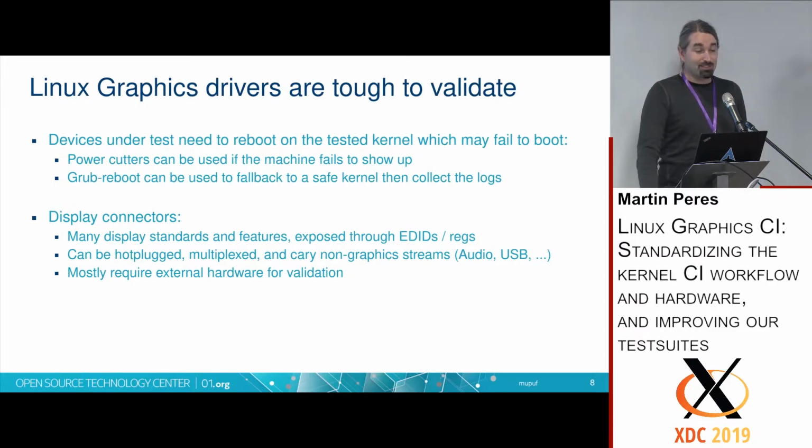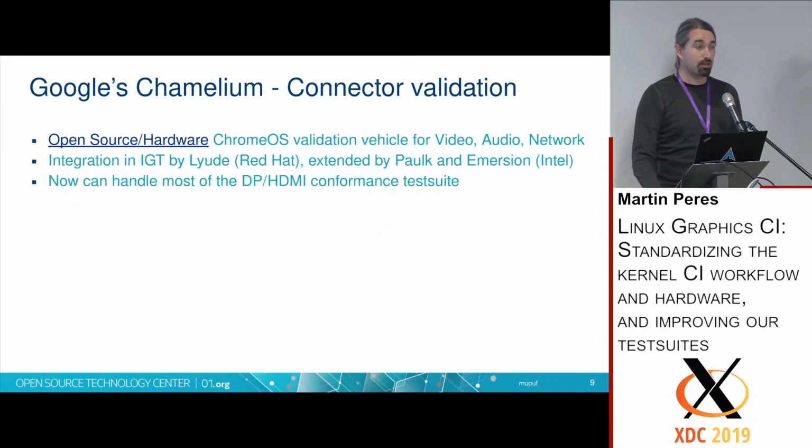And on top of this, it's not just video that goes through cables nowadays. You can have audio, USB, Ethernet, anything on top of these cables, especially DisplayPort is terrible for this. So basically, we need external hardware for validation. Fortunately, Google has made a platform to do this, which is called Chamelium.